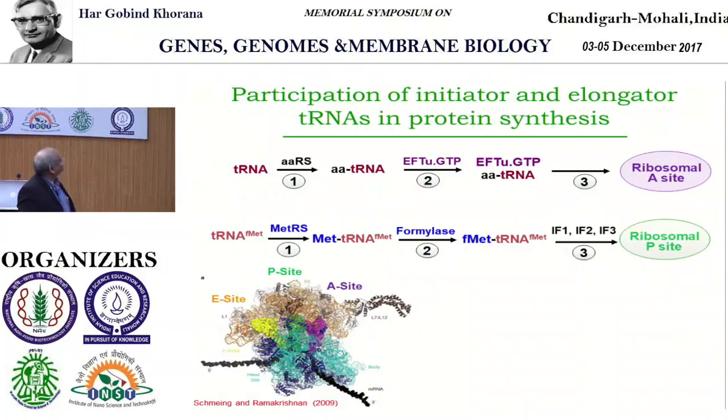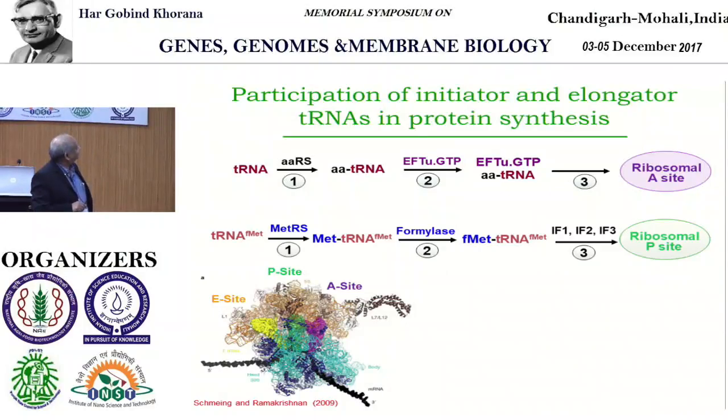But this slide really tells that in the cell, there are two kinds of tRNAs. One is the garden variety, I would call it, elongator tRNA, which is aminoacylated. Then with the help of elongation factor Tu, it goes to the ribosomal A site. Whereas the other one, which is a special tRNA, the initiator tRNA, is aminoacylated with methionyl-tRNA synthetase, and the formylated tRNA then goes to the ribosomal P site. Now, this is the only tRNA, in fact, that binds directly to the ribosomal P site. All other tRNAs must first bind to the A site and then move down to the P site.